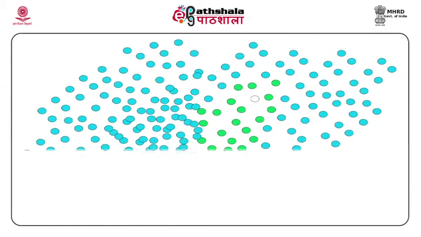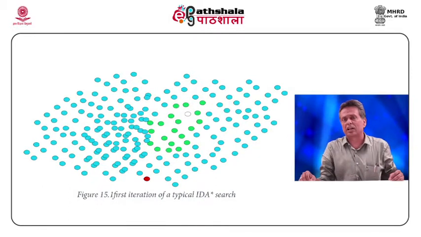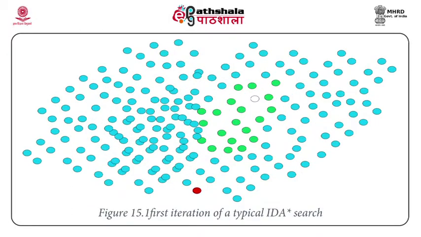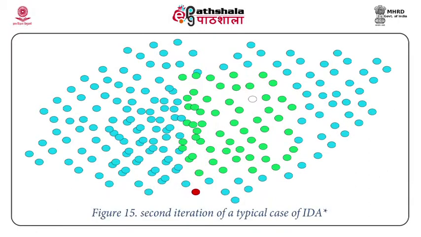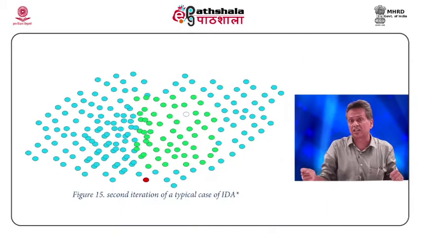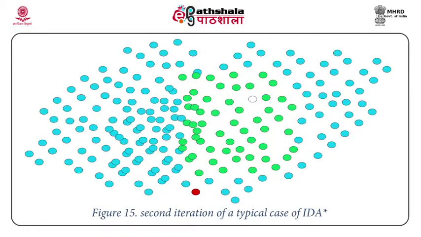So the example is shown in the figure. The white node is the starting node and the red node is the ending node. And you can see the green nodes which are inside the G plus H limit. You can see that more nodes are explored in the right direction and fewer nodes are explored in the other direction. In the second iteration, you can see that more search space is explored, but the search space near the solution is explored more. That is the power of IDA star.